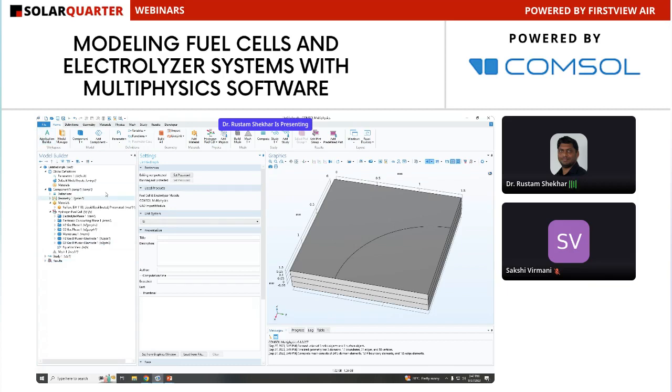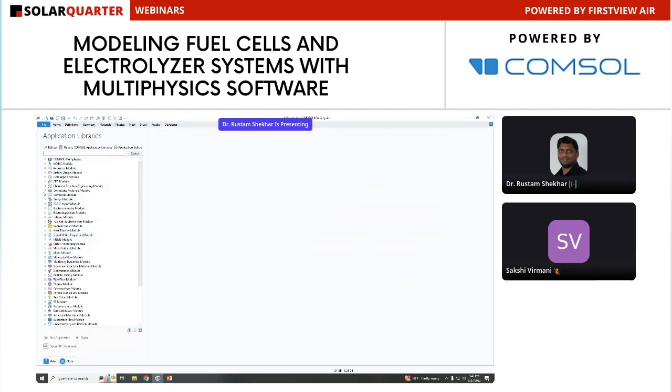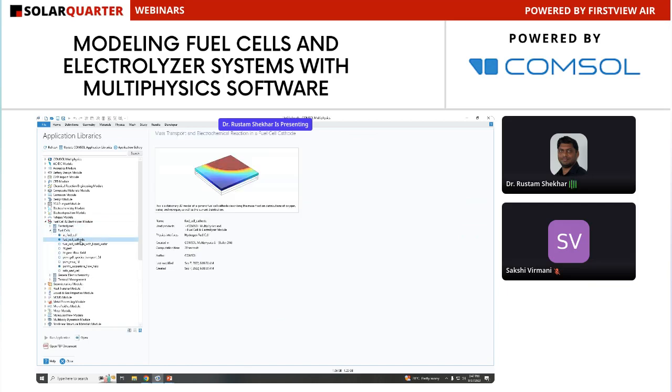So now just to see how those fuel cells will function, for that we can just open one of the example models, which is a similar one, to see what kind of profiles we will get out of this simulation. So let's say I want to analyze this fuel cell.